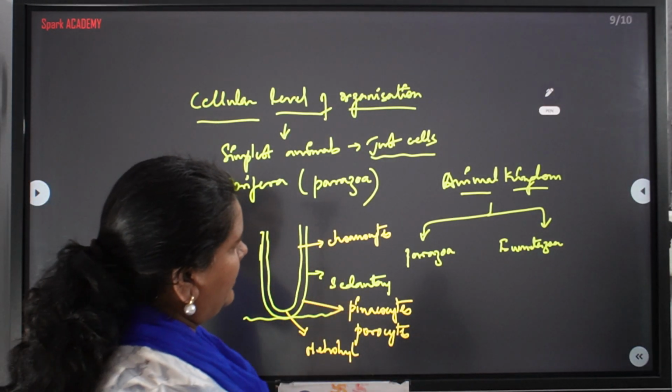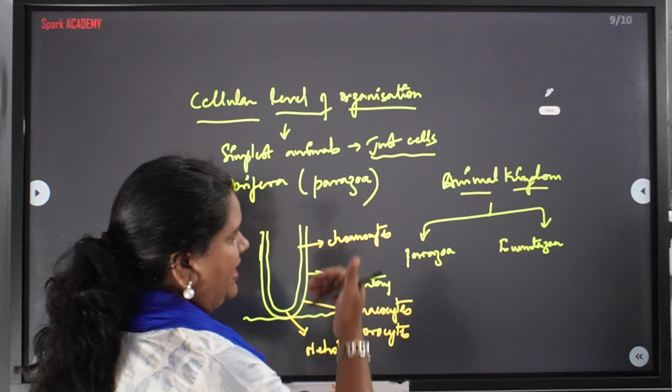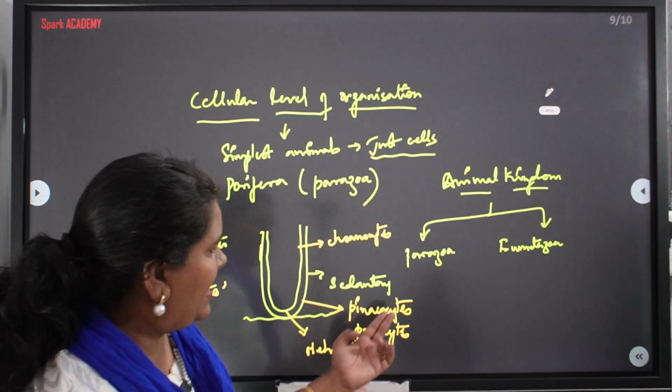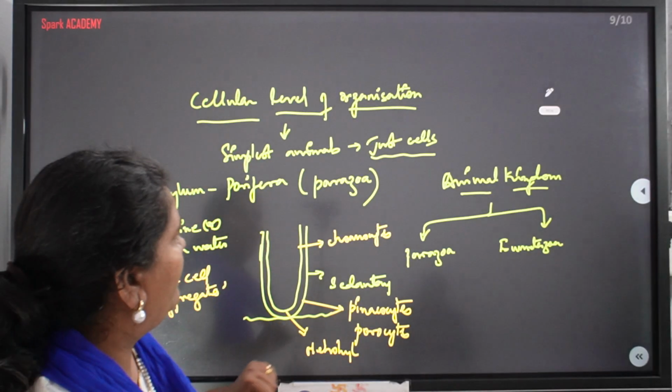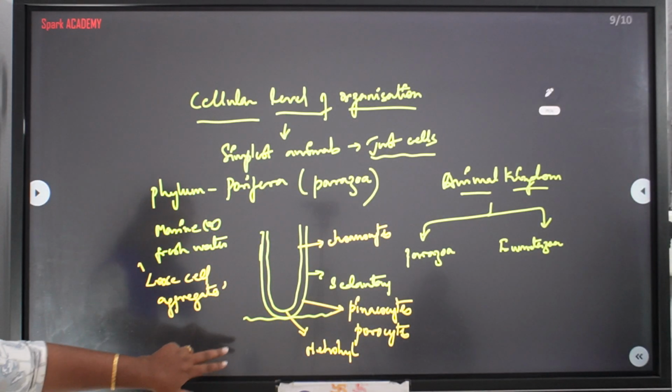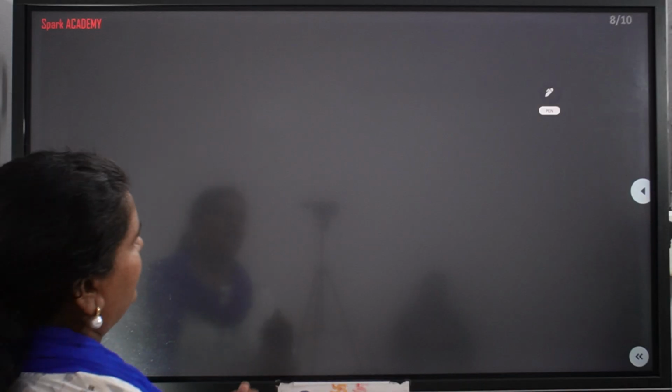అయితే ఈ కోఆనోసైడ్స్ లో ఒక ఫంక్షన్ చెప్తాను. కోఆనోసైడ్స్ హెల్ప్ ఇన్ డైజెషన్, right? And these cells help in protection. So this is all about cellular level of organization. Now we'll come to the next level, and that is tissue level.